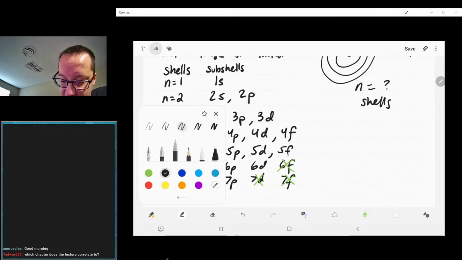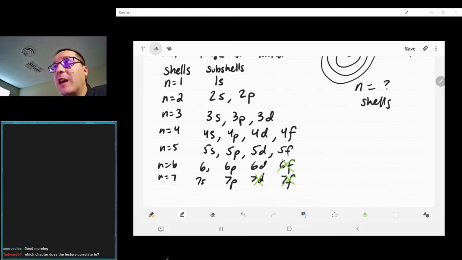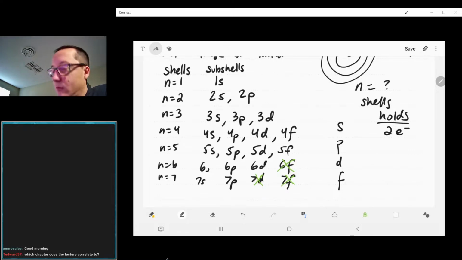All of these would have limits of how many electrons can be stored within them. And we're going to see that any s orbital, subshell rather, can hold 2 electrons. P subshells hold 6 electrons. D hold 10. And F will hold a maximum of 14 electrons.